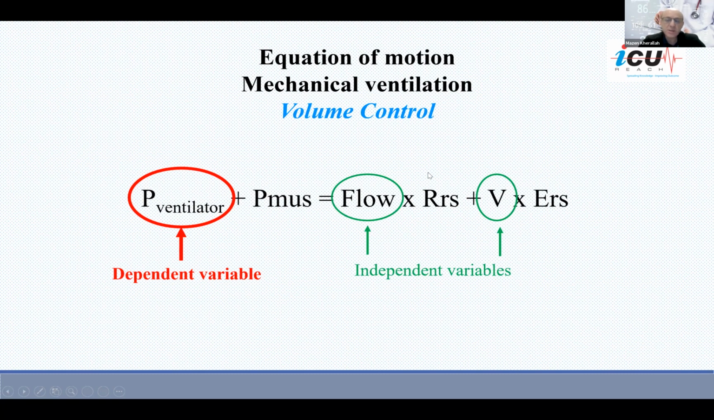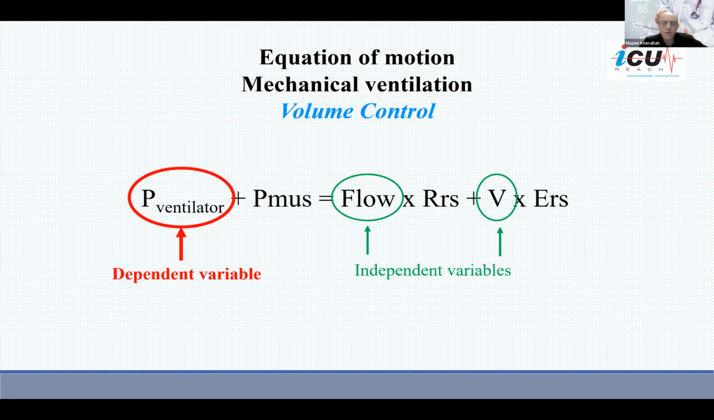So if there's an increase in the resistance, in order to deliver the same tidal volume, the pressure will go up. So that's why we say it is dependent. It is dependent on the resistance. Also, it is dependent on the elastance. If there's an increase in the elastance, meaning the patient goes into, for example, ARDS, the compliance is lower. Of course, the compliance is the reverse of the elastance. If the elastance is increased, at that time, the pressure would be higher. So this is a dependent variable, which is dependent on the resistance and elastance.